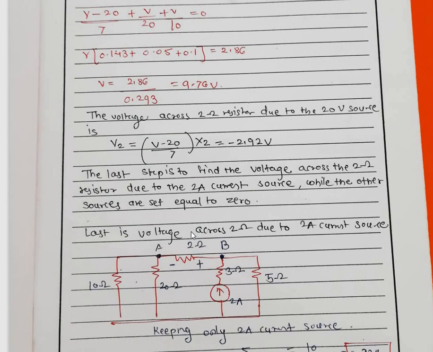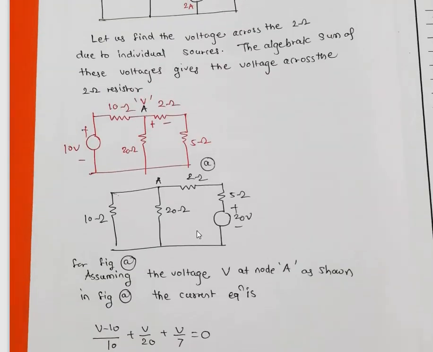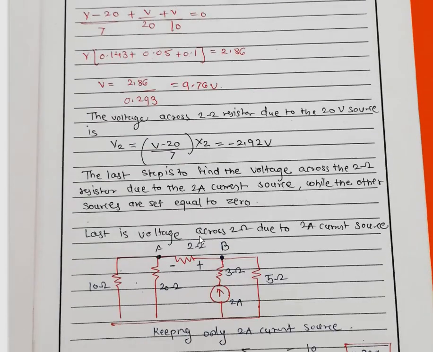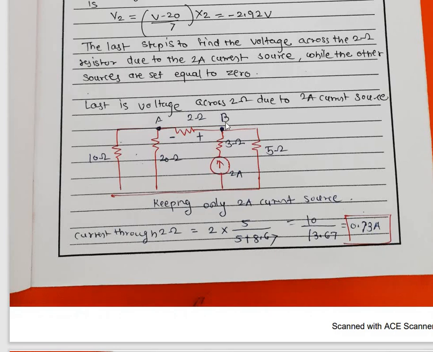Now the last step, that is the effective voltage due to this 2 ampere current source. For that we have to consider the 2 ampere and 3 ohm branch as it is. The 20 volt battery from this branch is shorted, and here the 10 volt battery is shorted. So the resultant will be 10 ohm, 20 ohm, this 2 ohm, the 3 ohm current source and 5. Now if we have kept only the 2 ampere current source, we can calculate the current through 2 ohm. This 2 ampere is coming here and we will apply the current division rule.